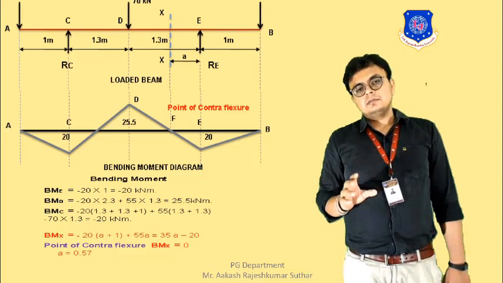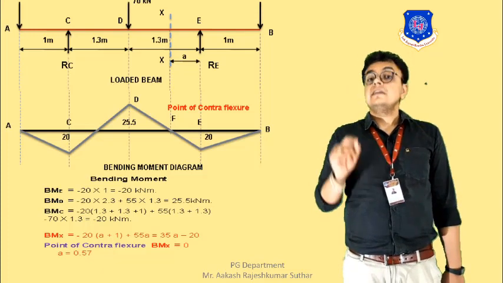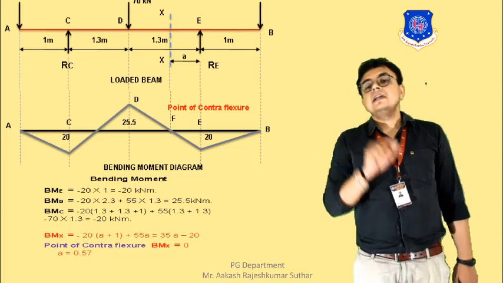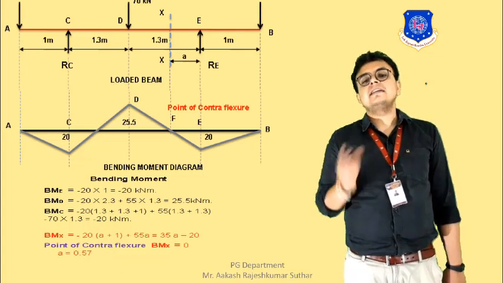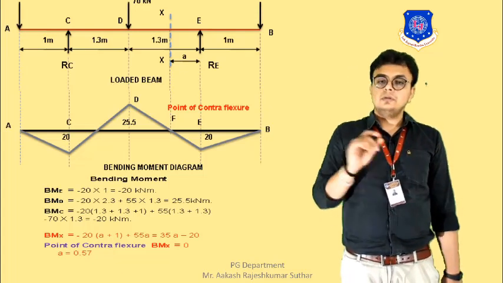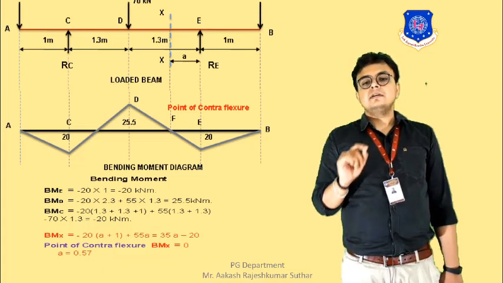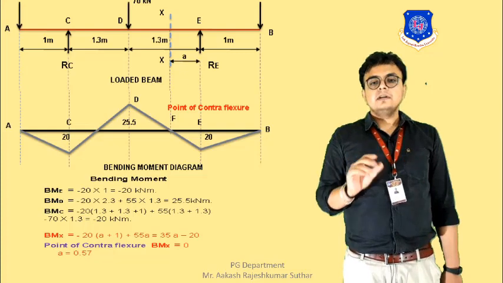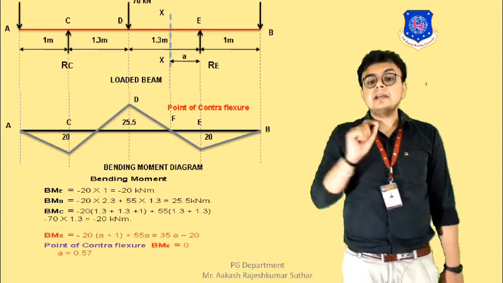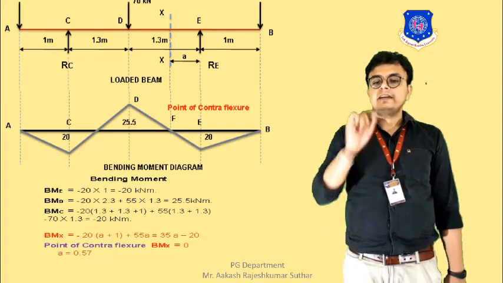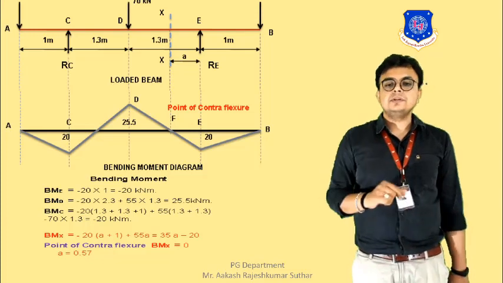Now, we have the reaction at E, that is 55, which is creating the moment of anti-clockwise from the right hand side, and the anti-clockwise moment from the right hand side is considered to be positive. So, 55 into 1.3, and that will be on the positive side. So, minus 20 into 2.3 plus 55 into 1.3. So, finally, we are getting the bending moment of 25.5 kilonewton in a positive direction.